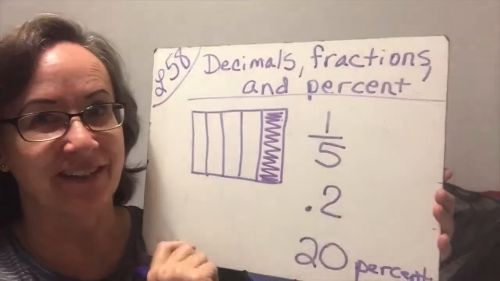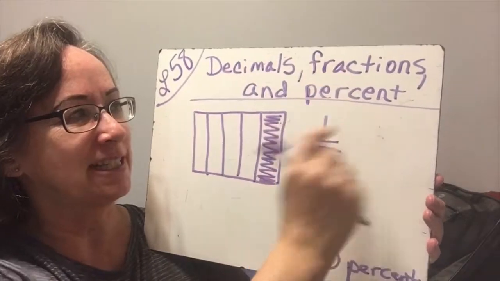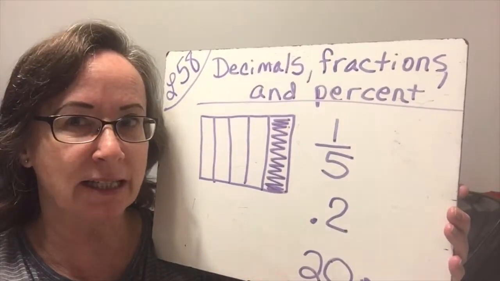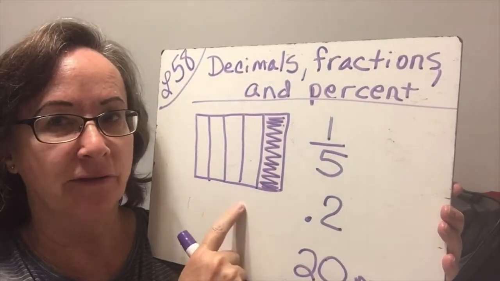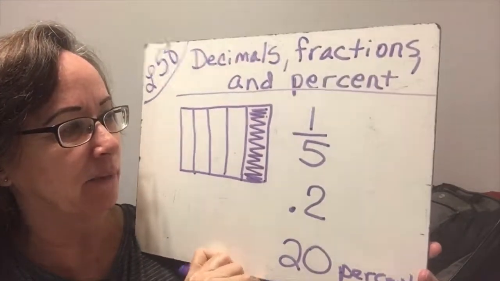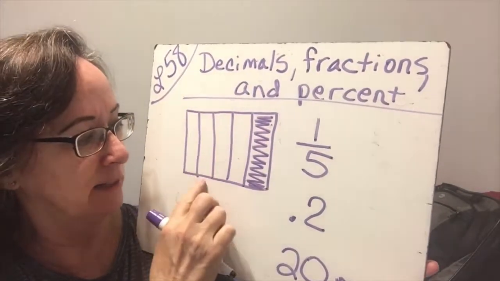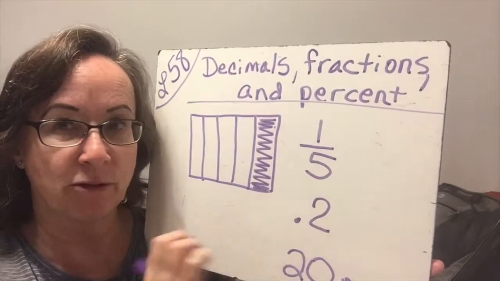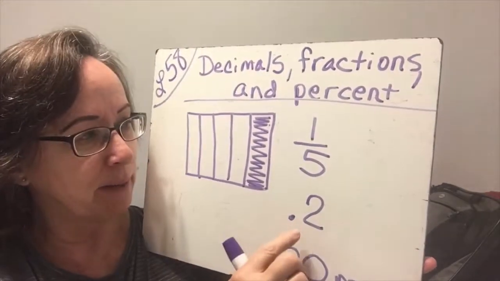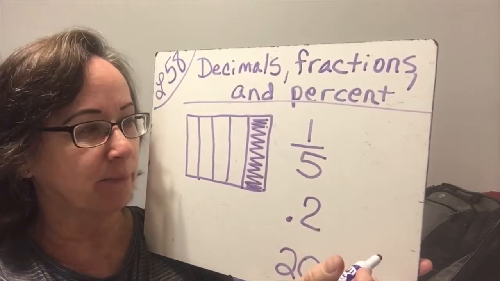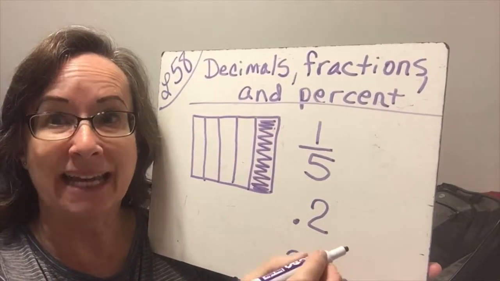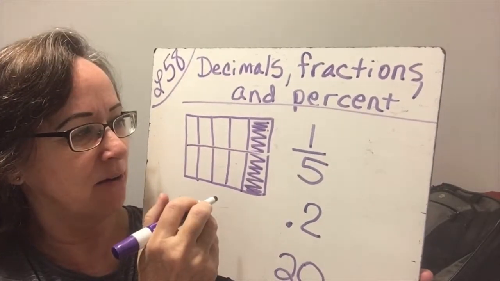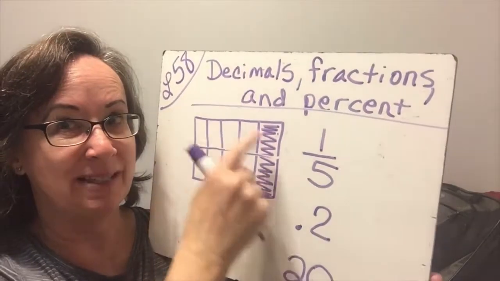Today we're doing lesson 58, which is all about decimals, fractions, and percent. And we're going to be seeing equivalent forms of the same thing. So basically right here, I have a rectangle that's divided into 5 equal parts, and I've shaded 1 out of 5 of those parts. But remember, to change 1/5 into a decimal, I need 10 parts. So basically, I'm going to divide it again. And now I have 2 out of 10 parts shaded.